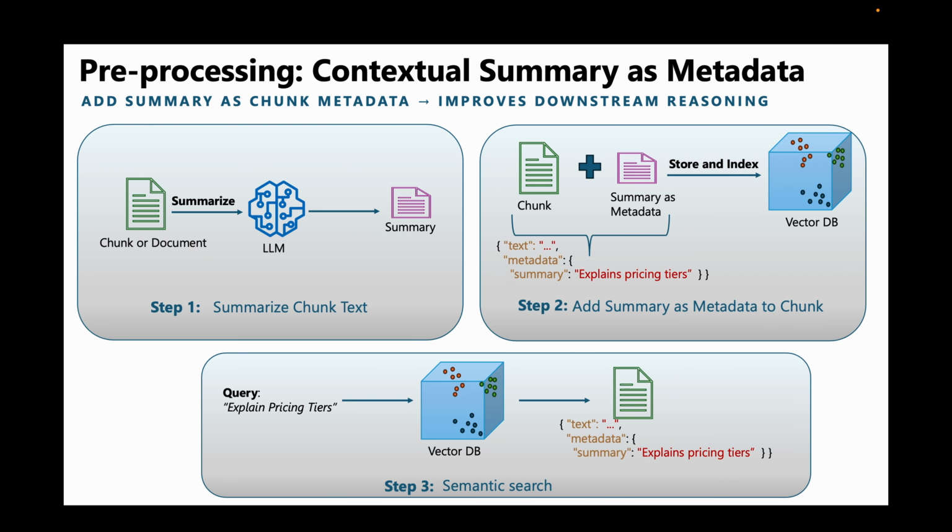One practical implementation is to generate a short contextual summary of the chunk using a large language model at the time of ingestion. This summary can be saved in the metadata and then later be passed to the re-ranking model for making more accurate relevance judgments.